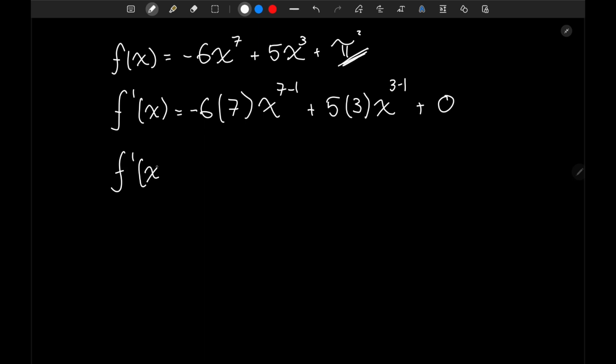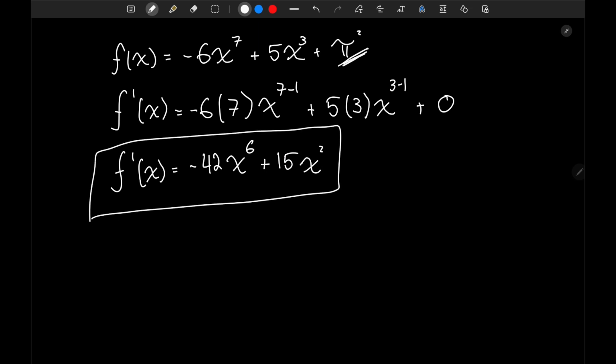Simplifying this up, we have f prime of x is equal to minus 42 x to the 6 plus 15 x squared. And this is our final answer.